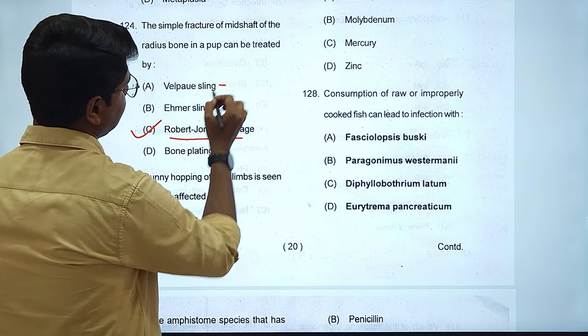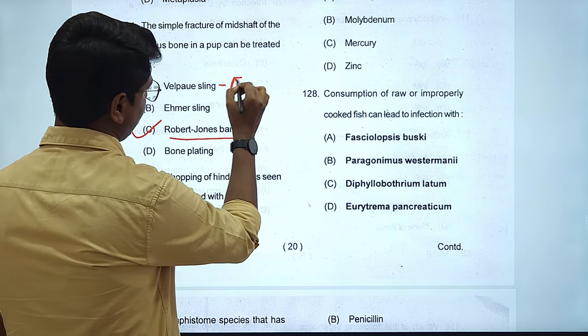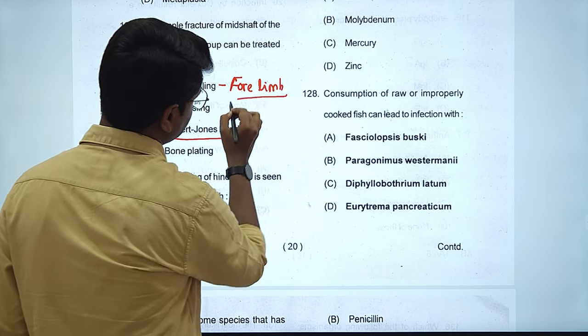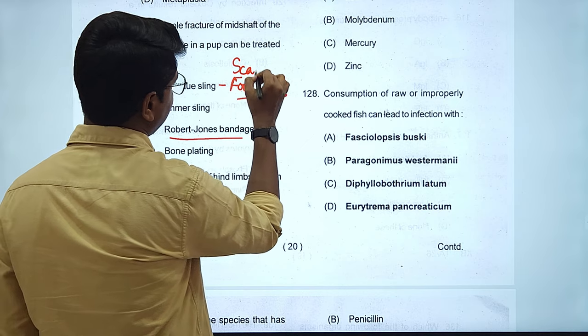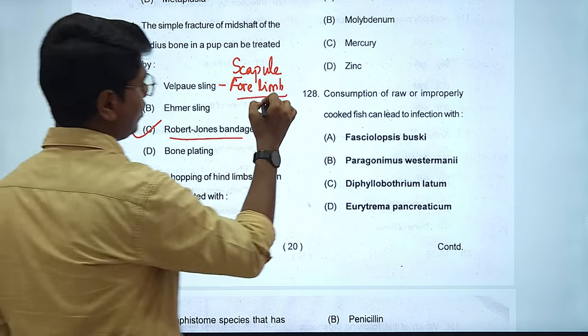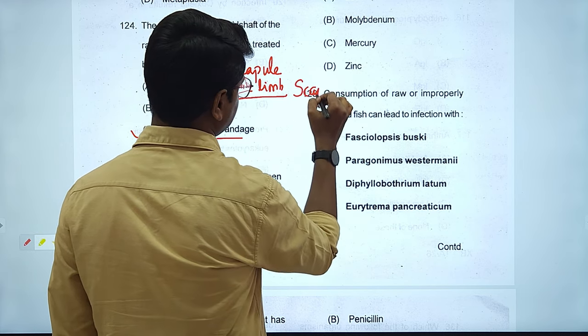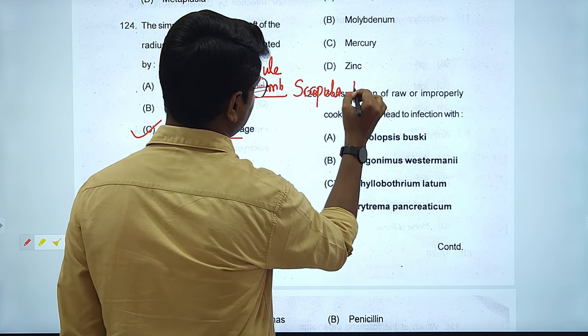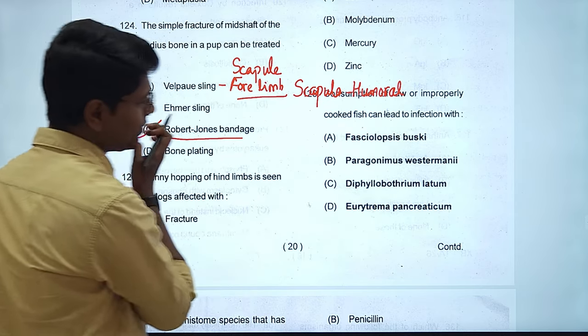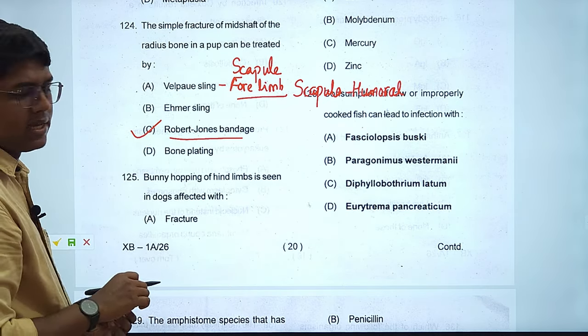Velpeau sling: this sling is used for the anterior limb or the forelimb. Usually it is used for fracture of the scapula or scapulohumeral joint problems, or sometimes the proximal humeral fracture. For that also the Velpeau sling can be used.